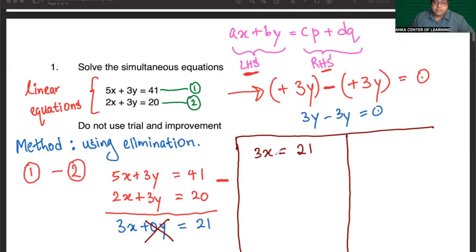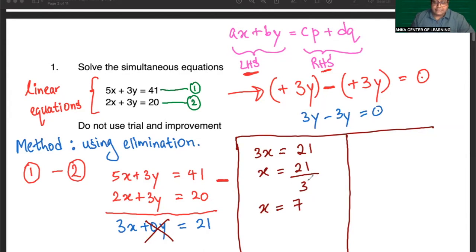Then what we do is we are going to write x equals 21 divided by 3, and that will be equal to 7. Right. Then moving on, we have to find the value of y.